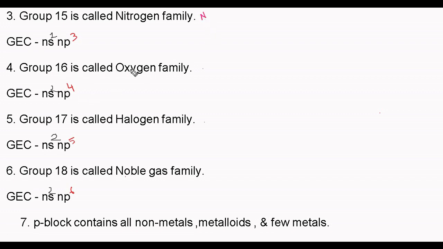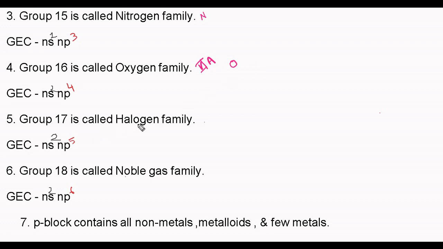The 16th group, we also call the oxygen family or 6th A group. This 6th A group general electron configuration is ns2 np4. This oxygen family begins with oxygen. The remaining elements are sulfur, selenium, tellurium, polonium.